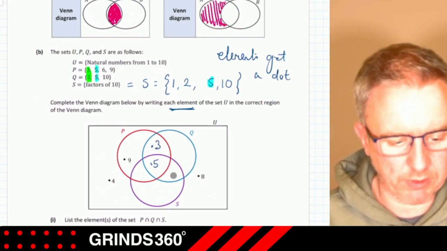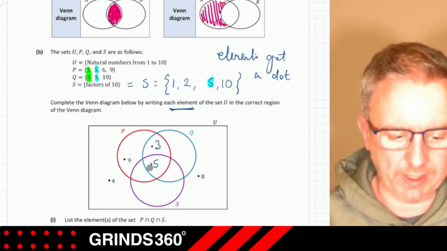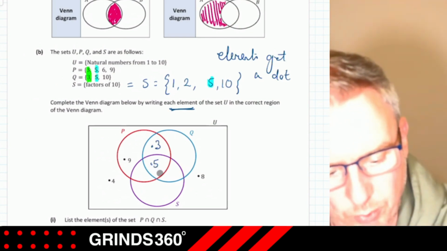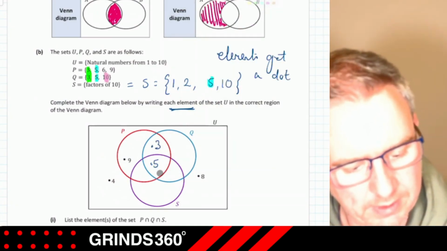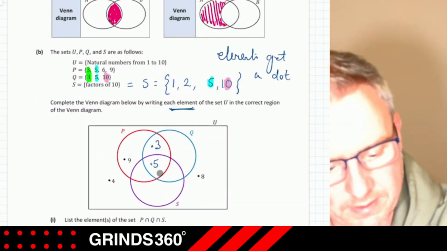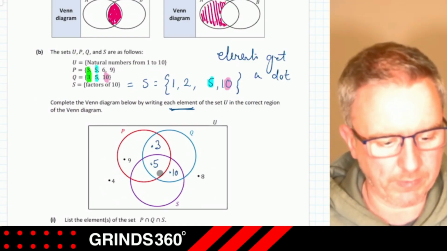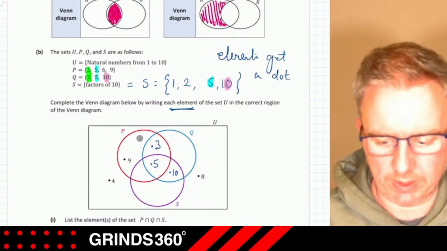Next thing, I want to look here and I want to see, is there anything common between Q and S that isn't also common to P? So Q and S, same approach again. I'm just coming along and I'm saying Q is here, 10, and it's also in S. So I put it in, 10 goes in here, all right? Then I want to check what else has to happen here.